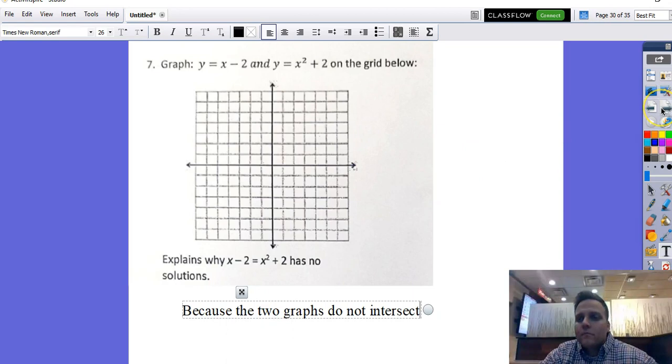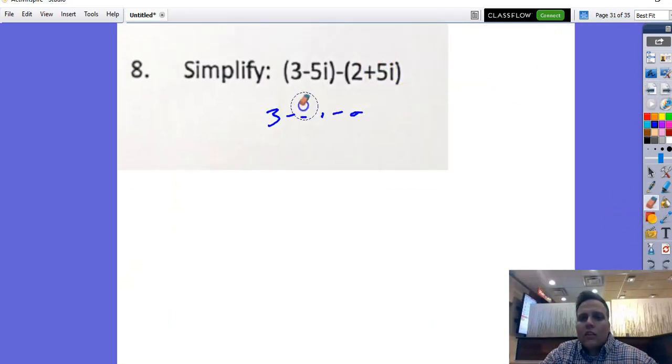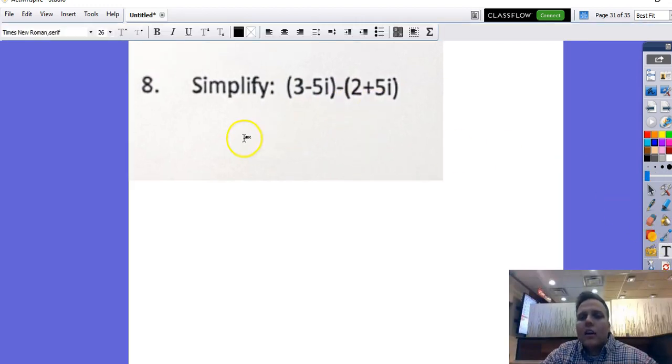Okay? Let's move on. Problem number 8. Okay, I started working on this in class for a student. Okay. Problem number 8 says simplify 3 minus 5i minus 2 plus 5i. Okay, so, these first two parentheses, there's no reason for them. So 3 minus 5i. Now, I want to drop these two parentheses as well. That means I distribute this negative sign into both things. So this positive 2 will become a negative 2, and this positive 5i will become a negative 5i.